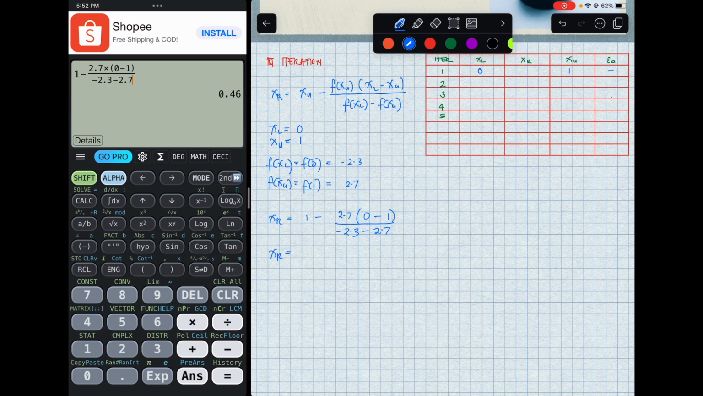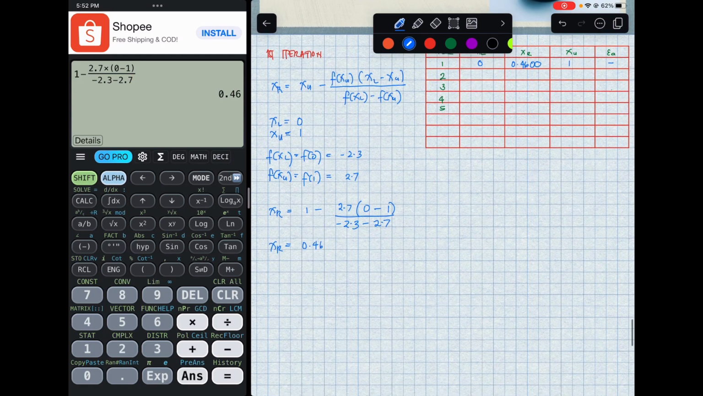And based on our answer, x sub r is approximately equal to 0.4600. Okay, so that's the value for x sub r. And then we follow the same process. So we need to find out whether our root lies at the lower interval or at the upper interval.